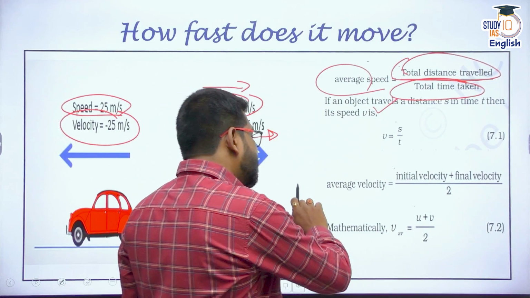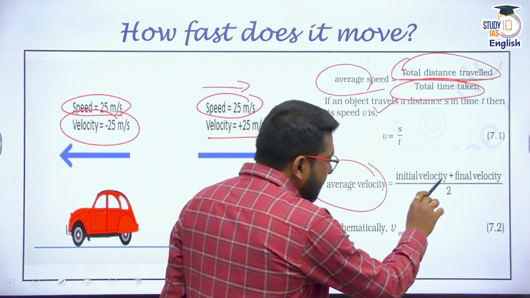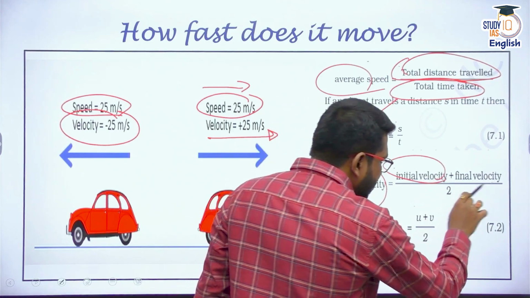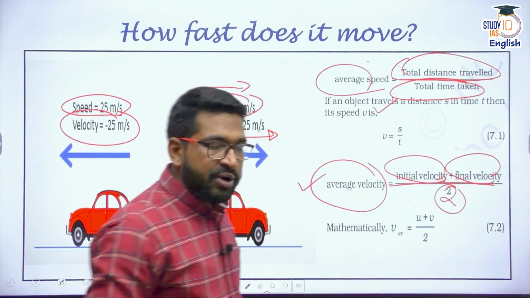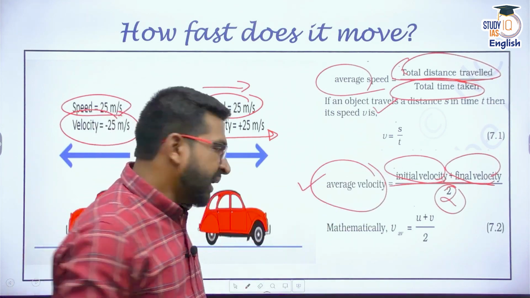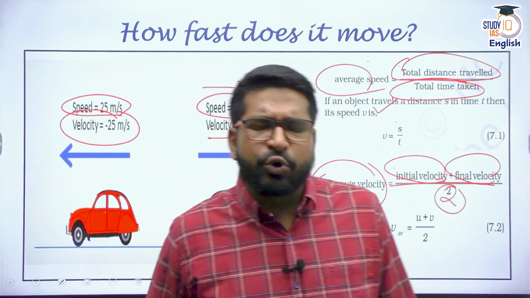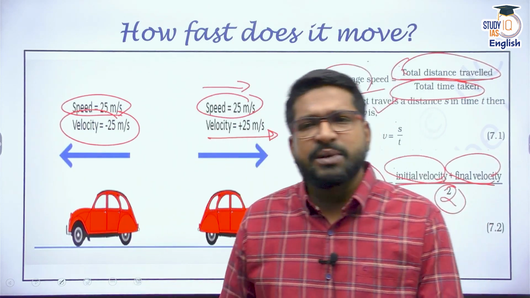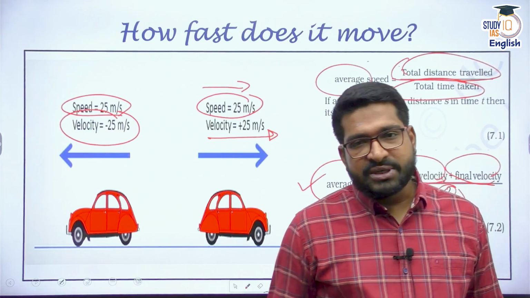Whereas average velocity, it differs. Average velocity is your initial velocity plus your final velocity divided by 2. Since it is a vector quantity, it is u plus v by 2. Please remember these things. Again, there is no need of numericals or solving mathematical problems here, but you need to understand the concepts from a UPSC examination perspective.